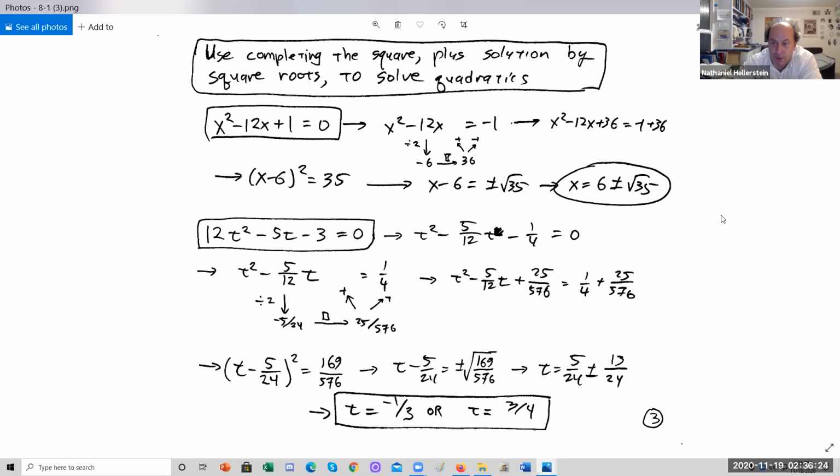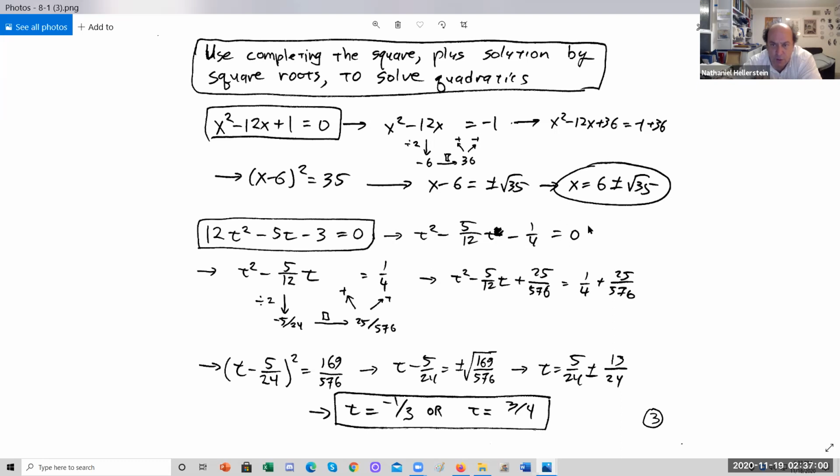This one here is a little more complicated because there's a 12 in front of the t squared. And that's annoying because our completing the square only works for one t squared. So what we'll do is divide this equation through by 12, so we get a 1 t squared for the leading term. The next term is minus 5 twelfths t. The next term is minus 3 twelfths, or minus 1/4. And 0 over 12 is 0. So t squared minus 5 twelfths t minus 1/4 is 0.